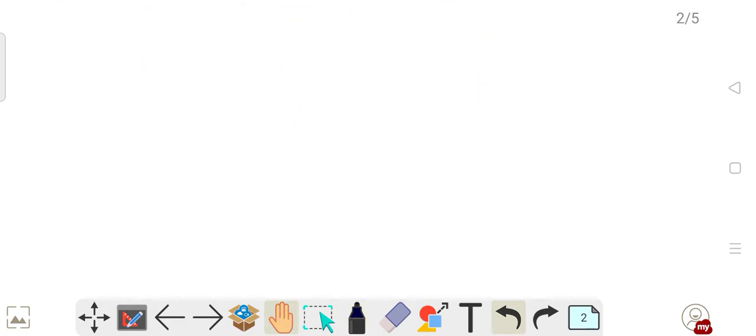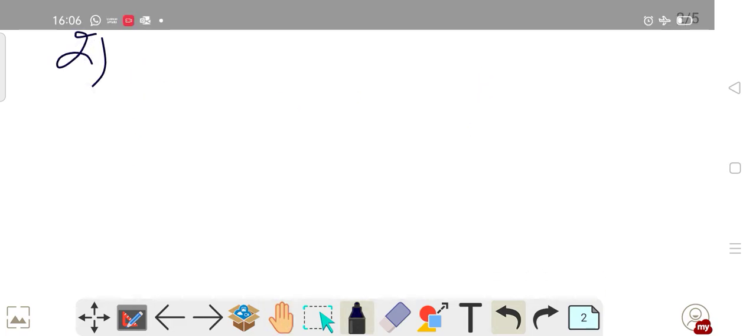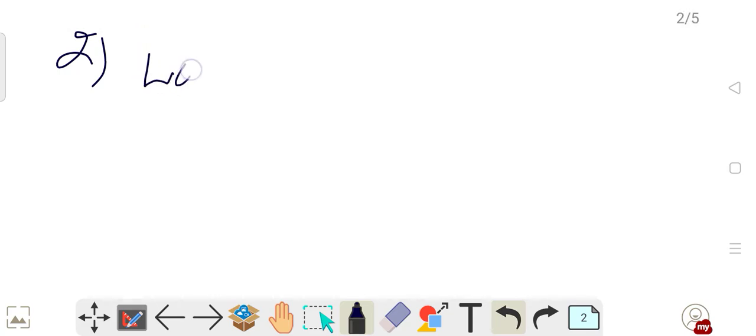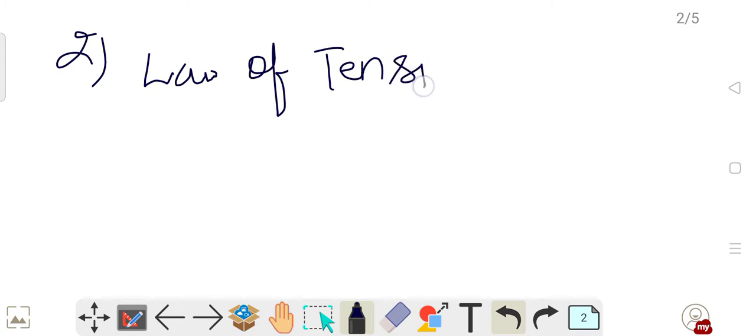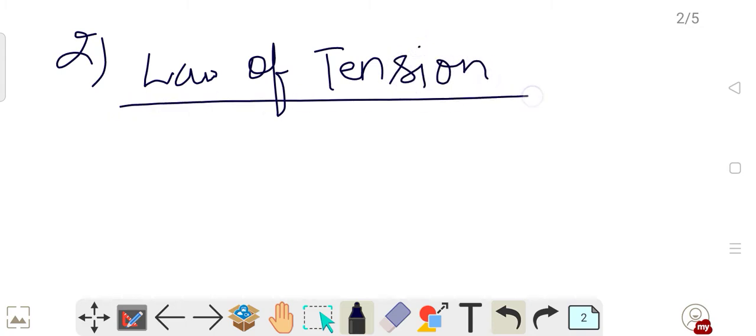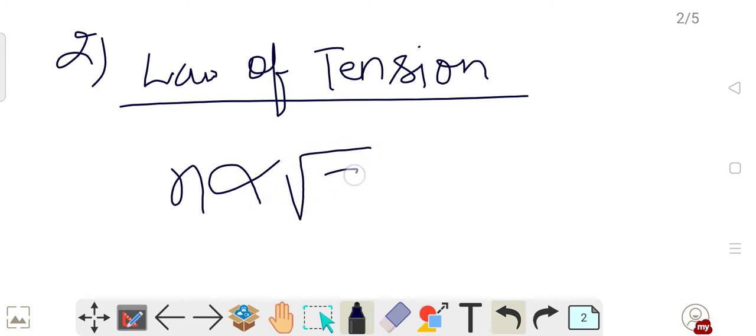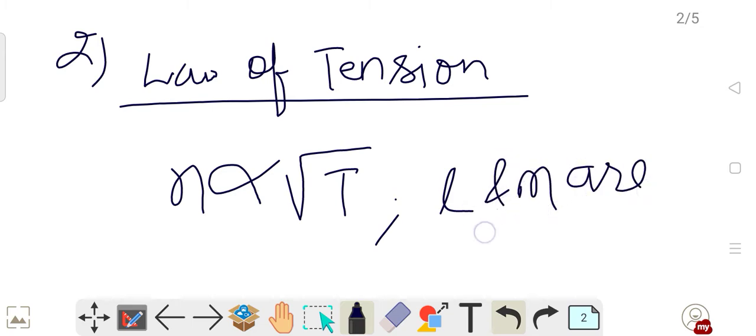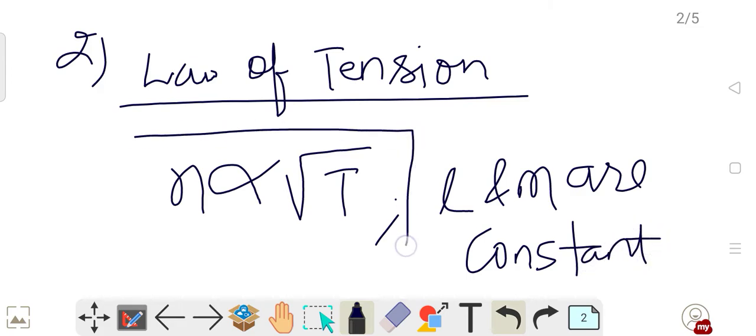Then comes the second law. This law is called the law of tension. From the formula it is clear that fundamental frequency is directly proportional to the square root of the tension of the string, and in this case L and m are constant. So this is the second law, which is called the law of tension.